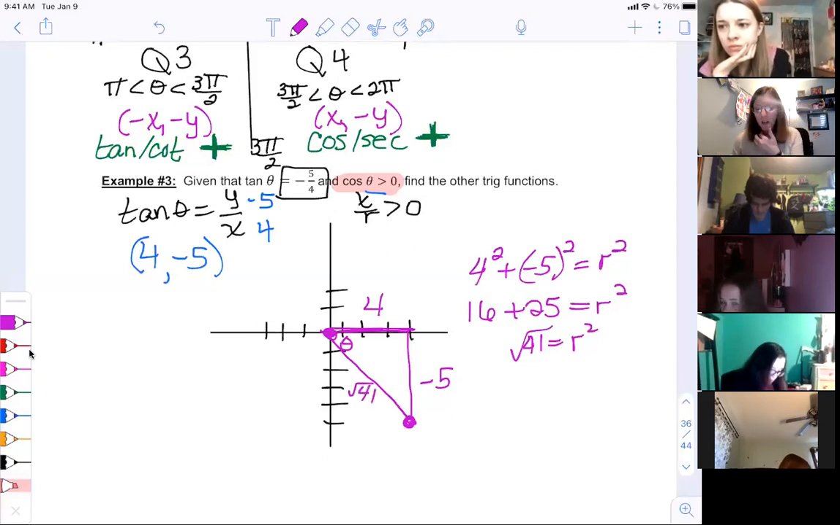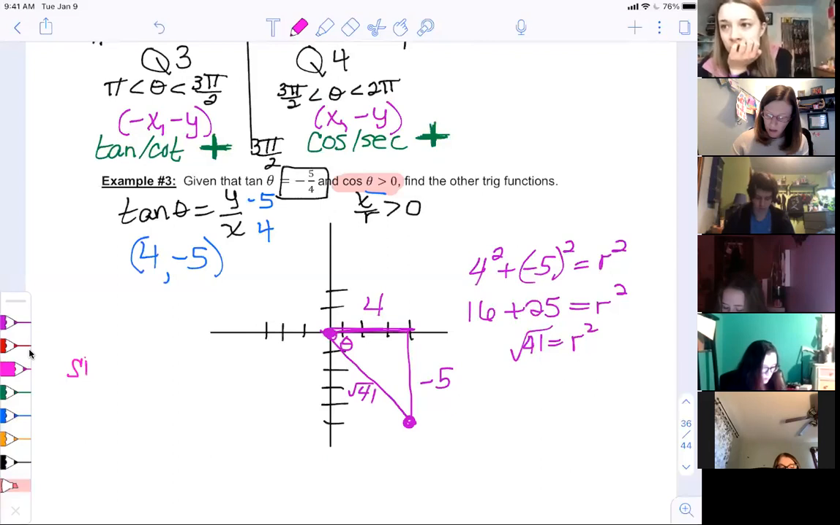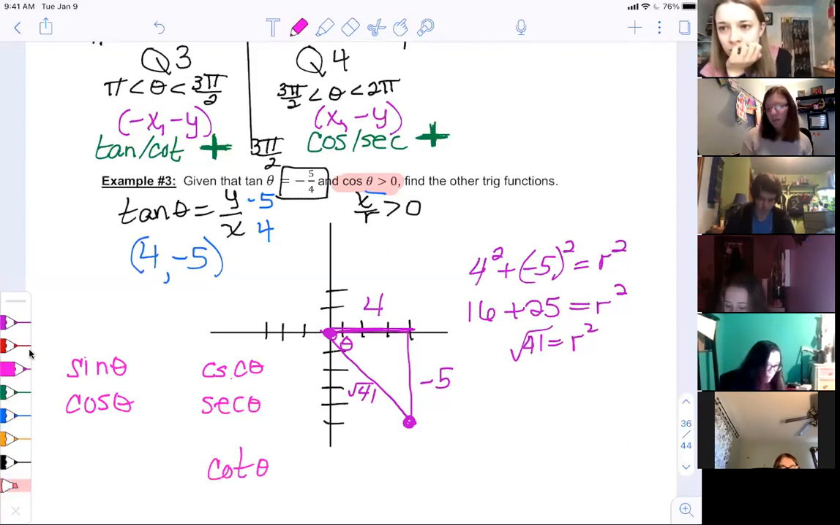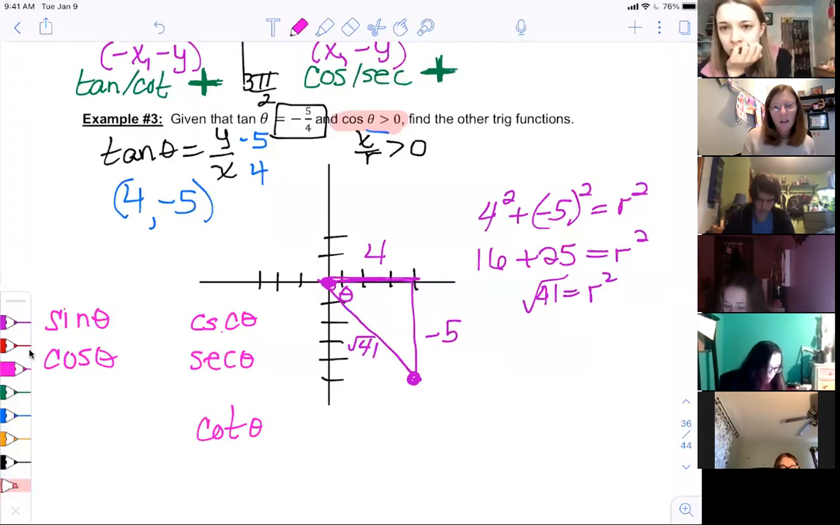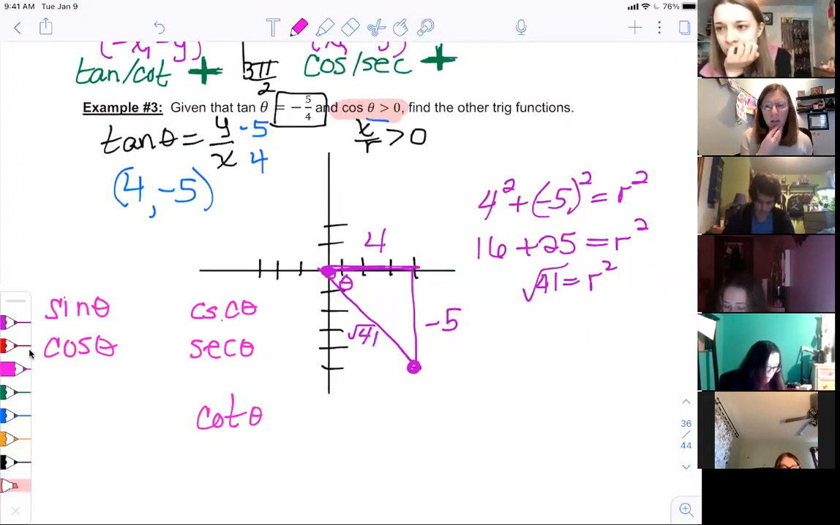So what does this say to do? Find the other trig functions. So we have our diagram drawn. Find the other trig functions. So we need sine and cosine. They gave us tangent, but we also need the cosecant, the secant, and then the cotangent. Does anybody have questions? Am I going too fast? Everybody's all right? If you have a question and you're hesitant, send me a chat, please let me know.